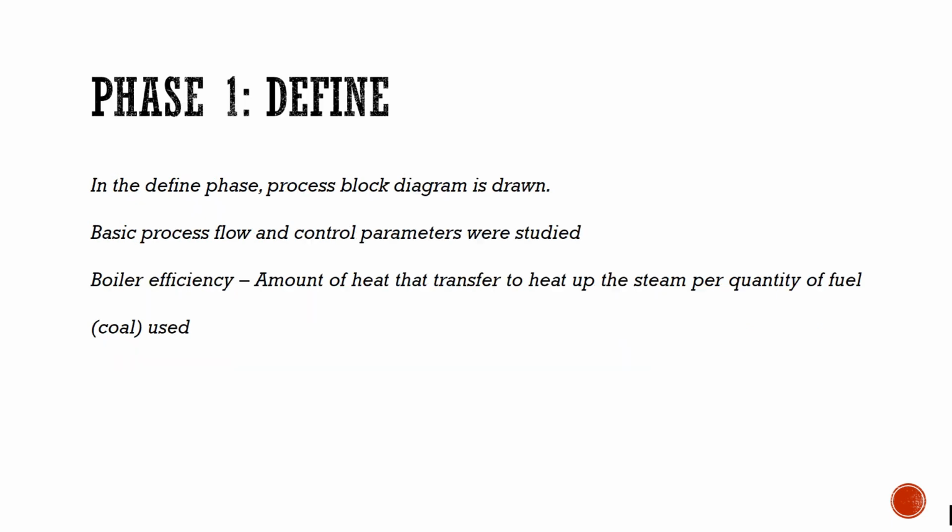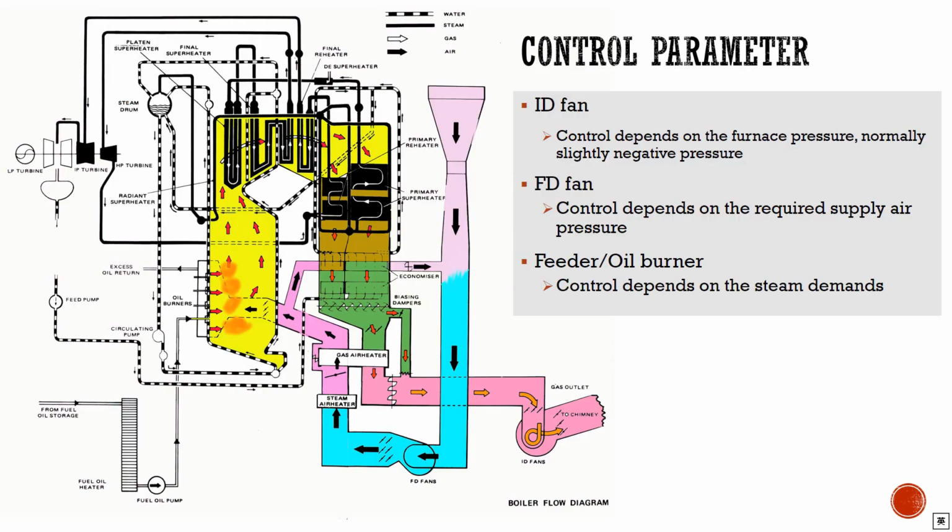In the first stage, we are in the define stage. So we define what is boiler efficiency first, which is the amount of the heat that transfers to heat up the steam per quantity of coal used. So you can see the flow diagram here.